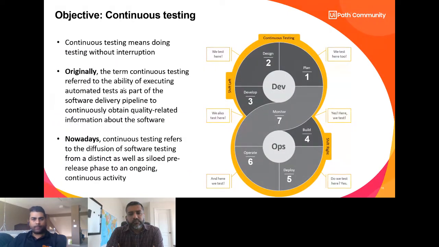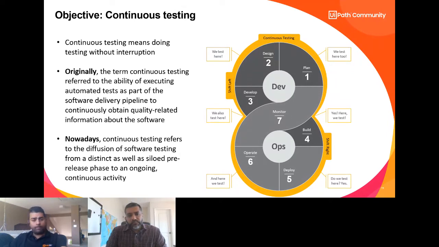Continuous testing means doing the testing without any interruption. Originally, the term continuous testing referred to the ability of executing automation tests as part of your software delivery pipeline. But now that definition is a little different, because with digital disruption, continuous testing refers to the diffusion of software testing from a distinct, siloed pre-release phase into an ongoing activity. It should be everywhere and anywhere that is possible.